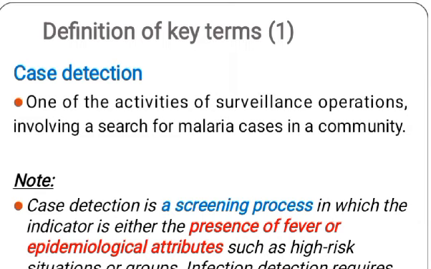Definition of key terms. Case detection: one of the activities of surveillance operation involving a search for malaria cases in a community. Note, case detection is a screening process in which the indicator is either the presence of fever or epidemiological attributes such as high risk situation groups. Infection detection requires use of diagnostic tests to identify asymptomatic malaria infection.